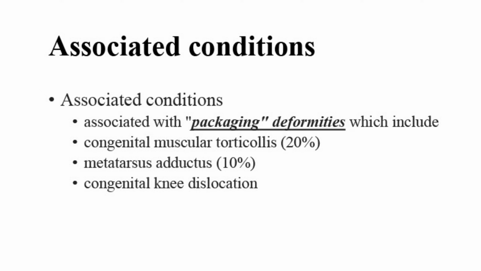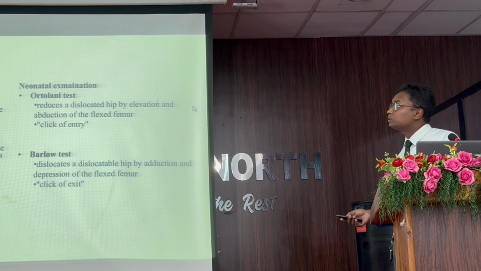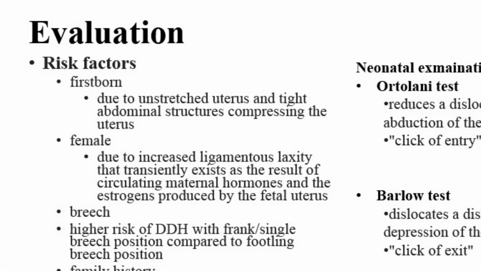So when you see that, you have to always do a scan for further evaluation. During the evaluation, what we should know is the risk factors. So when we know the risk factors, you focus on this condition. So these are the risk factors. Firstborn tend to develop DDH, because why? Tummy is tight. Then female, due to ligamentous laxity, and in addition they have estrogen.